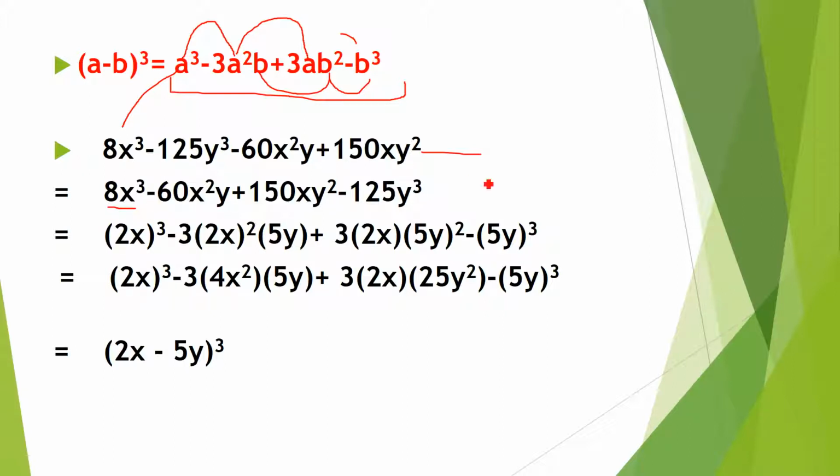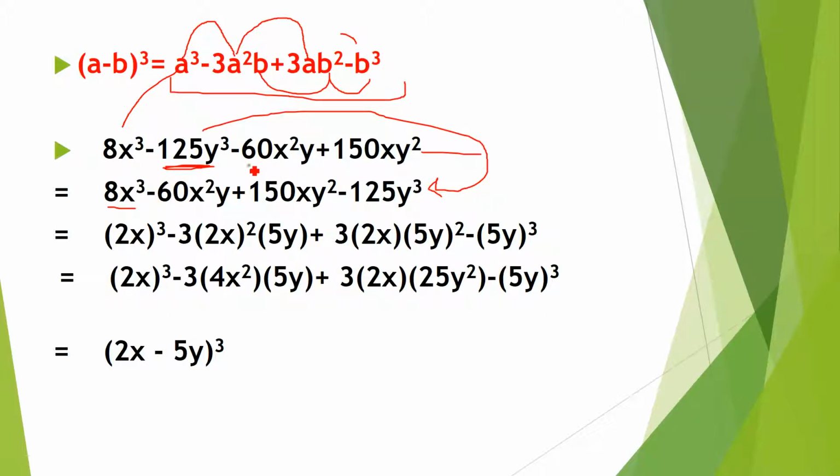8x cube. What should come in the last? So according to this formula, this one, because the first and last should be the cube. So we will bring this on the last with the sign as well, minus, because in algebra you have to be very careful in operations and signs. So minus 125y cube. So this is also cube, this is also cube.